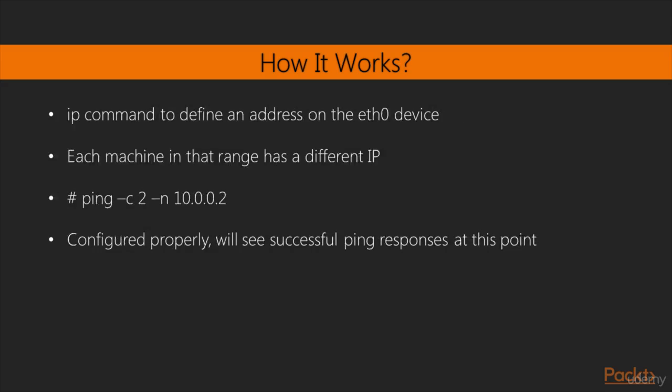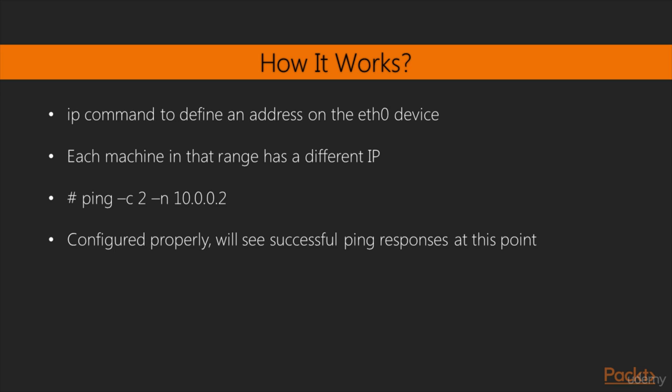Next, we use the IP command to define an address on the eth0 device, using one of the IP addresses in that range. You need to make sure that each machine in that range has a different IP address in order to prevent IP address conflicts, which would make communication between the two systems impossible and communication with different systems difficult. Once the commands have been run on both servers, you should be able to ping them from each other.